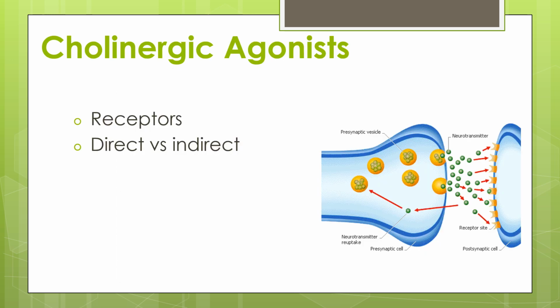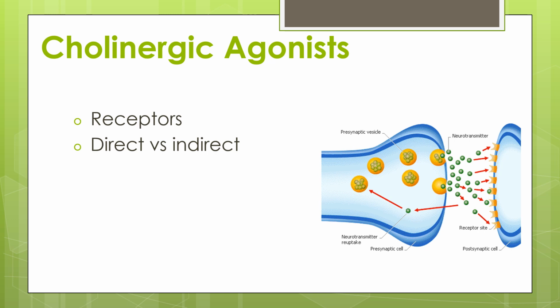Your cholinergic receptor sites are going to be two primary receptor sites. You're going to have your muscarinic and your nicotinic. Your muscarinic is stimulating your smooth muscles and slowing the heart rate. And your nicotinic is your neuromuscular, which goes on to your skeletal muscles.